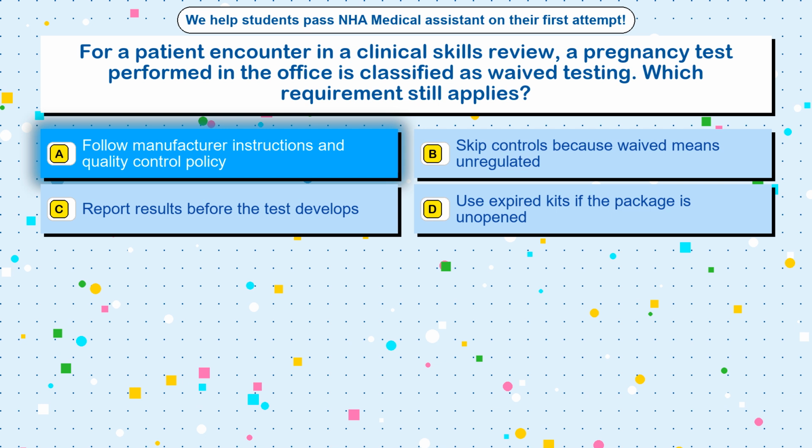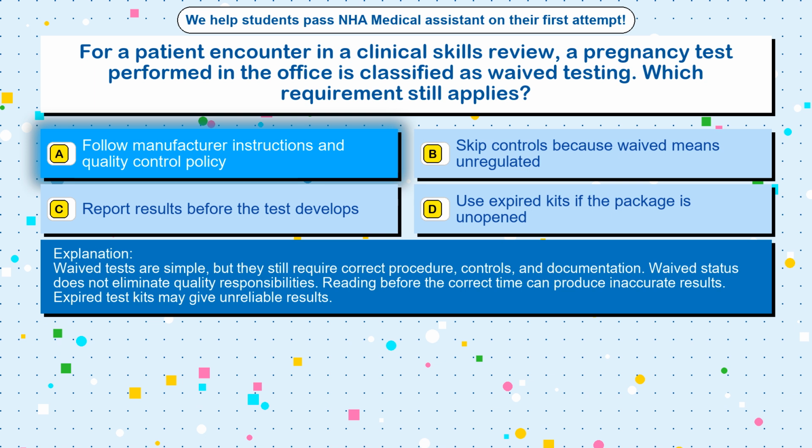Follow manufacturer instructions and quality control policy. Waived tests are simple, but they still require correct procedure, controls, and documentation. Waived status does not eliminate quality responsibilities. Reading before the correct time can produce inaccurate results. Expired test kits may give unreliable results.